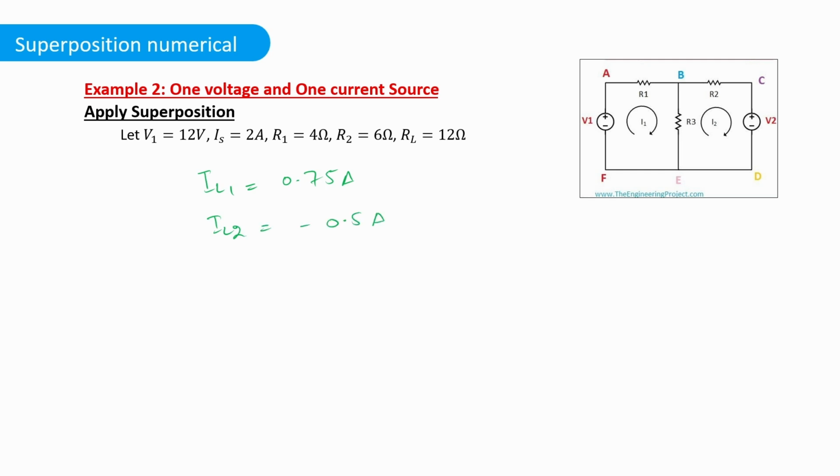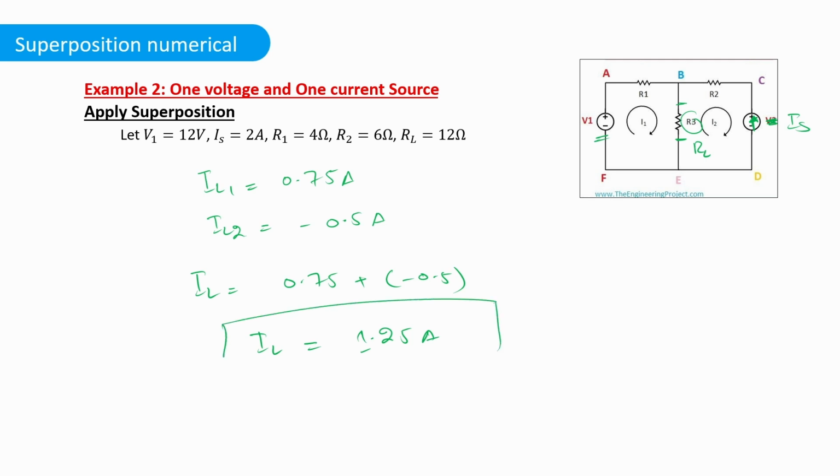So finally, according to the superposition theorem, the combined load current will be the addition of these two across this point, which is actually RL. This is for the second numerical problem, where we are assuming one voltage source and one current source. Just remember that. So IL becomes 0.75 plus minus 0.5. So finally, the load current for the second numerical problem is 1.25 ampere. This is the final answer.